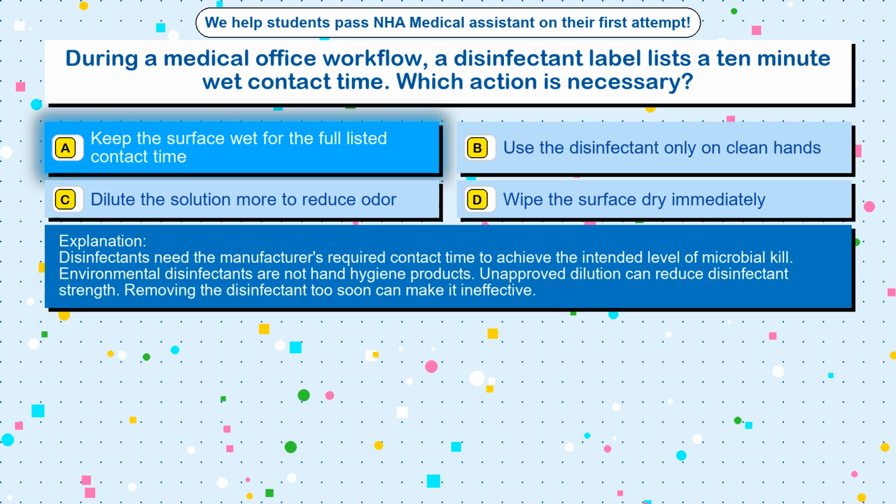Disinfectants need the manufacturer's required contact time to achieve the intended level of microbial kill. Environmental disinfectants are not hand hygiene products. Unapproved dilution can reduce disinfectant strength. Removing the disinfectant too soon can make it ineffective.